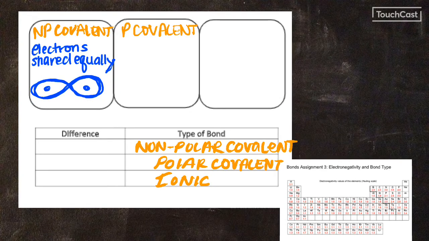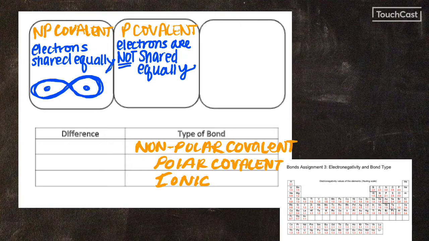Our second type of bond is a polar covalent bond, and this is when electrons are not shared equally. What that looks like is we have 2 elements, and it spends a little bit of time around one, and a majority of its time around another. So instead of being even, it's shifted towards one side or the other.